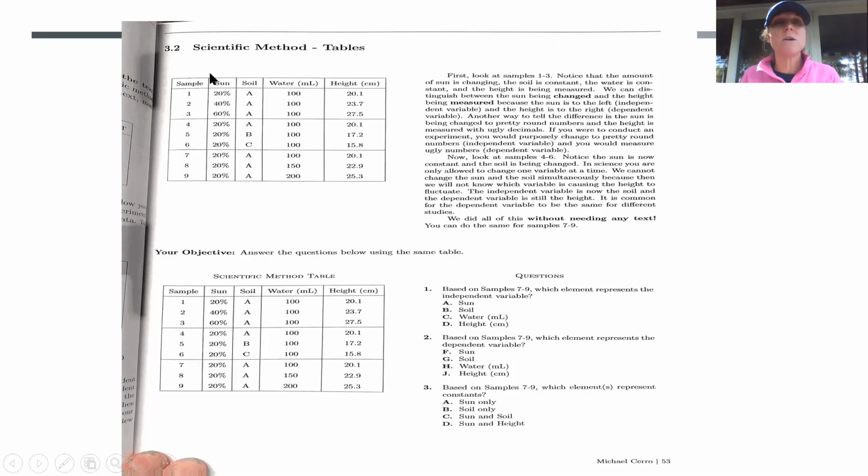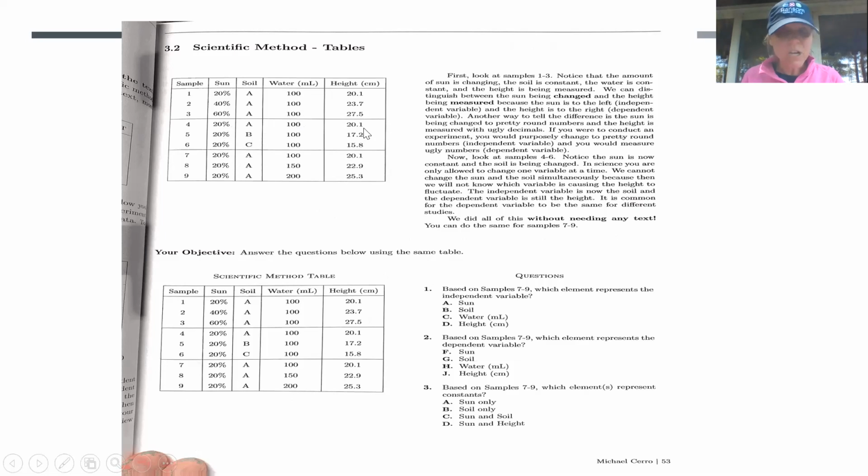That's the dependent variable. So you see sun here is our independent variable, changing at 20%, 40%, 60%, and this is our dependent variable. Now, what would the soil and the water be? They would be the constants, right? Okay. Now, look at 4 through 6. Now we see that sun here is what? A constant. And now what we are changing is the soil, A, B, or C. That's our independent variable. It's to the left. And water is also still a constant, and height is still our dependent variable.